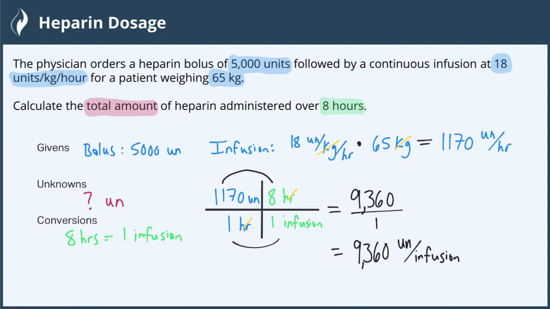Now, remember though, the question asks us to find the total amount of heparin administered over the 8 hours. So what we're going to do for our final answer is to do the bolus plus the infusion. Since our bolus was 5,000 units and the infusion was 9,360 units, we can add those together to get a total administration of 14,360 units.